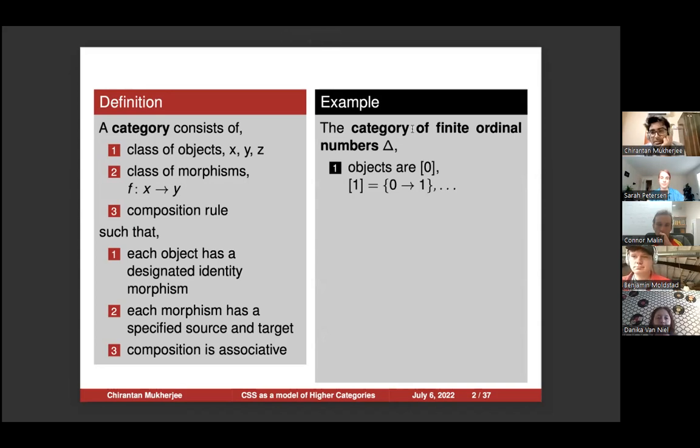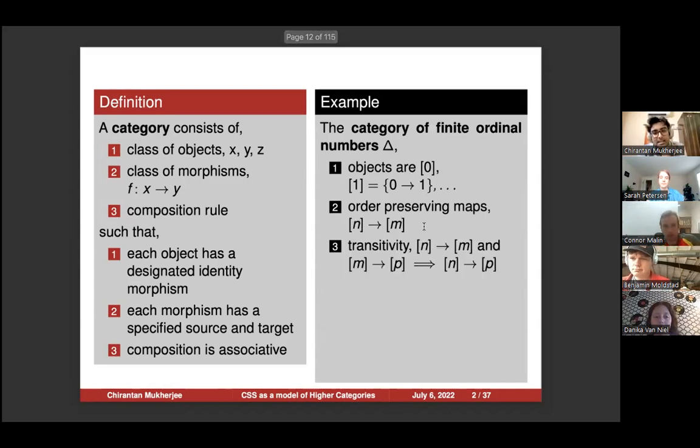For an example, let us look at the category of finite ordinal numbers, which we'll denote by Delta, where the objects are ordinal numbers, which we'll denote as [0], [1], and so on. We have a morphism from ordinal number n to ordinal number m if n is less than or equal to m. And if we have two morphisms, one from n to m and another from m to p, then we'll say that we have a morphism from n to p, since n is less than or equal to m and m is less than or equal to p by the transitive property.